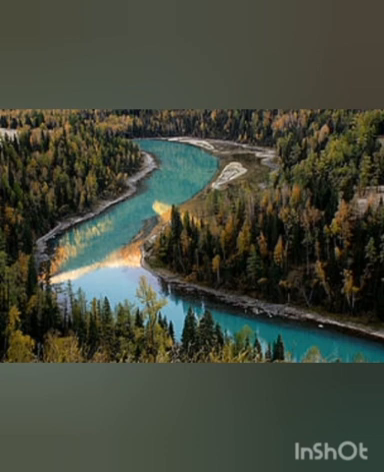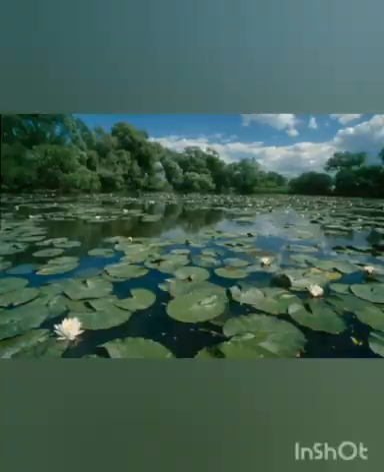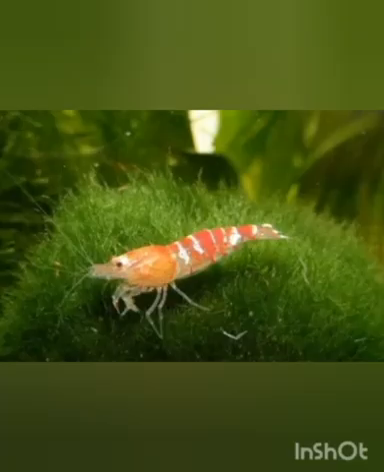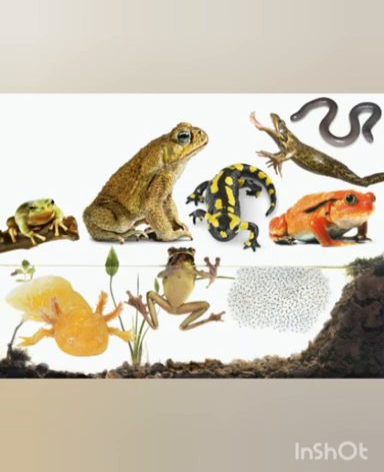The next topic is freshwater. Rivers, lakes and ponds are examples of freshwater habitats. Some animals like fish and shrimps can live only in water. If they are taken out of the water, they will die. Some animals can live both on land and in water. So these animals are called amphibians, and examples are frogs, salamanders and reptiles such as alligators.